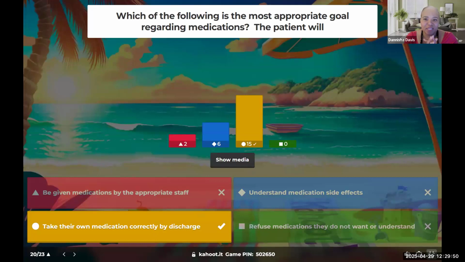So anytime you guys are thinking about goals, goals have to be specific and they have to be measurable. There has to be a time, right? So that's what we want you to see when you're looking at goals. The most appropriate goal is going to be the goal that includes all those things. And this is the only one that gave you a time frame. It said by discharge. See what I'm saying? Okay.